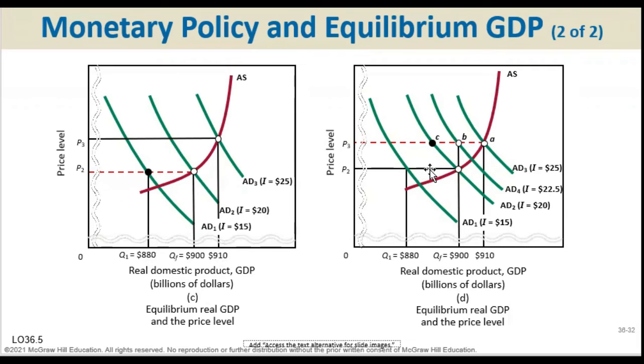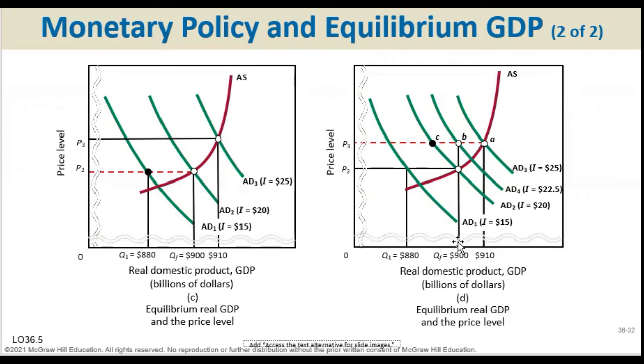Okay, conversely, if you look at this graph, a restrictive monetary policy will cause the money supply curve to shift leftward, right? Thereby, that will increase the interest rate, and that will decrease investment and aggregate demand.